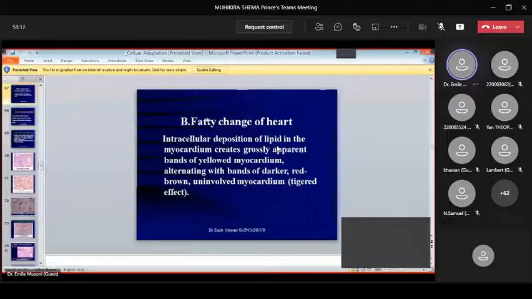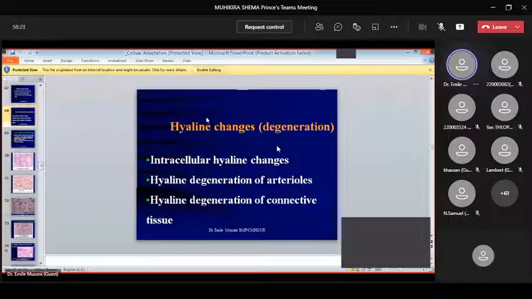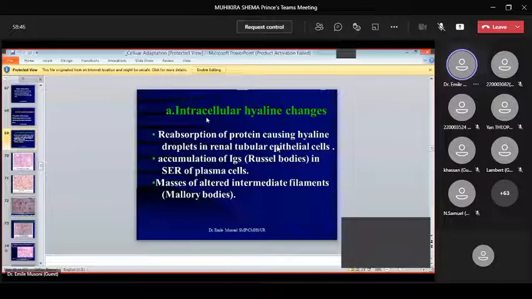You can also have fatty changes in the heart. There is another cell injury called hyaline changes. It is an intracellular hyaline of proteins. It can be found in arterial or in some connective tissue. It can be intracellular or extracellular.